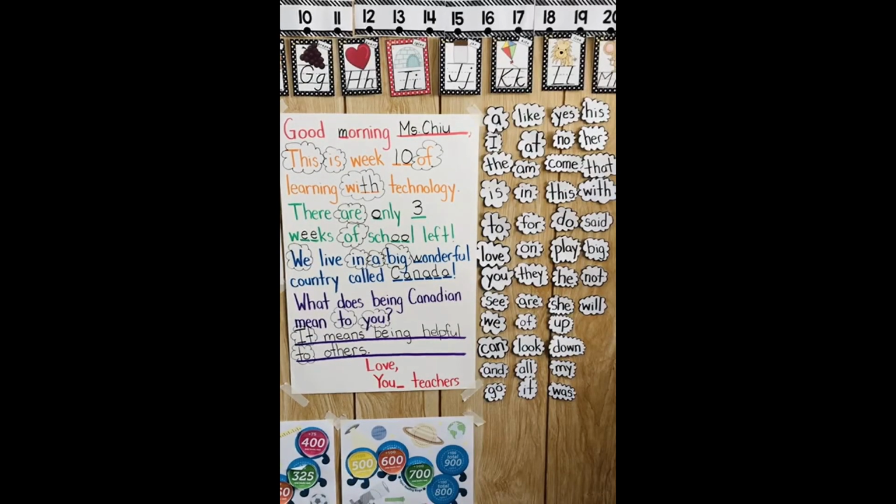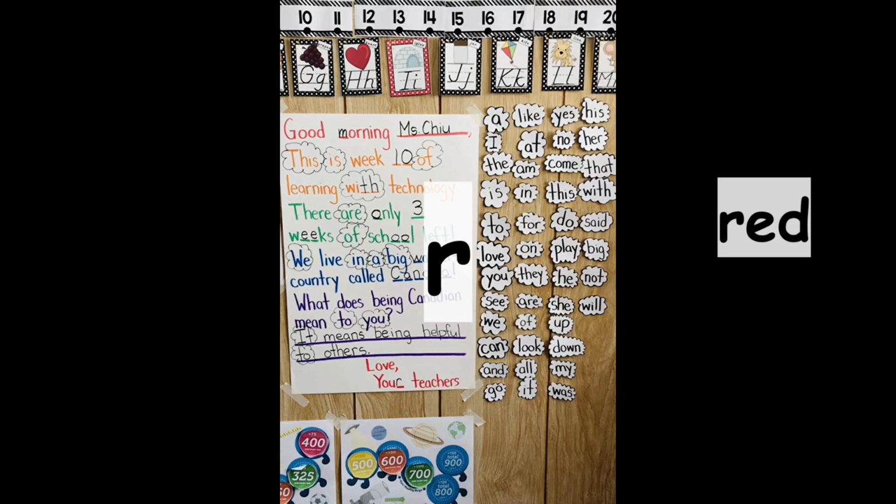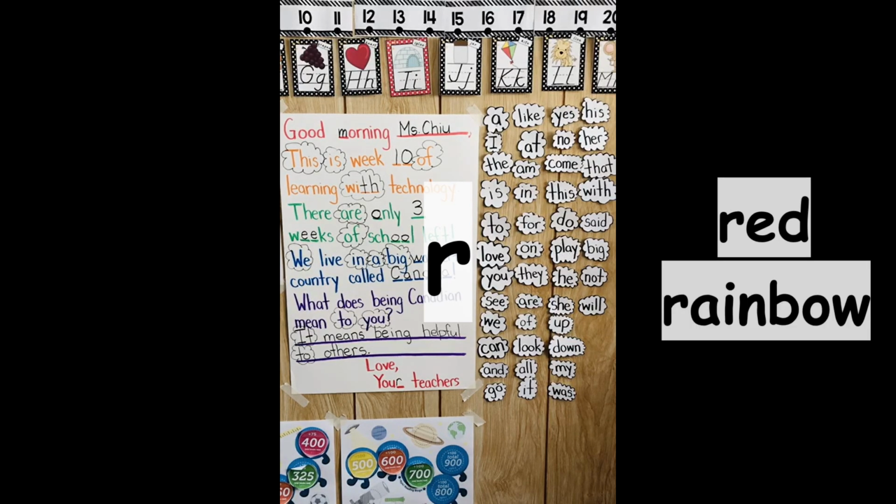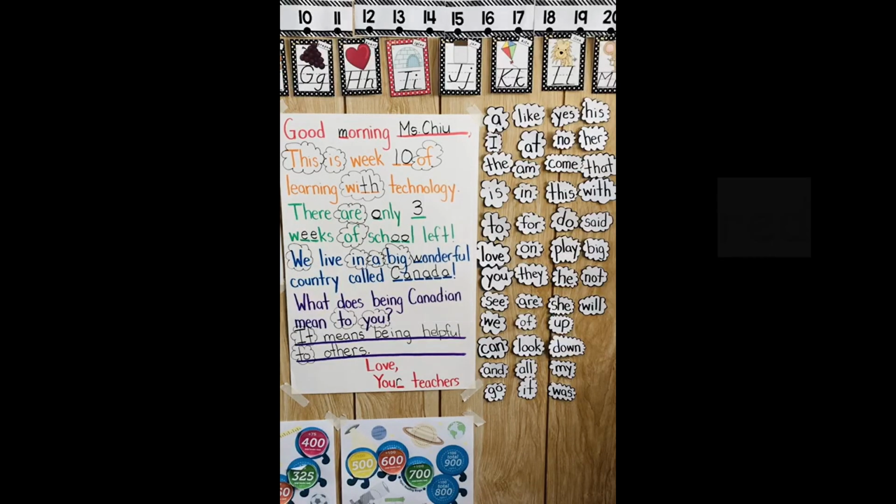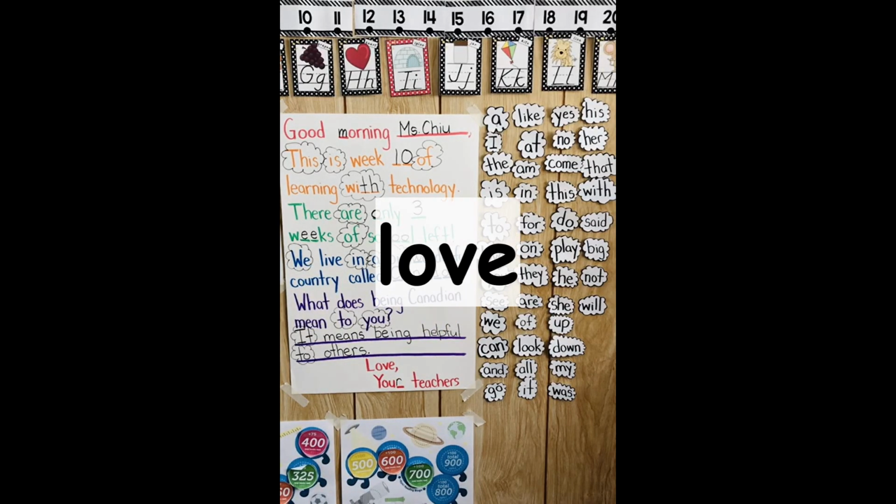Now we're at the very end, so let's read the red sentence. Love your teachers. Let's fix the word your. Your. We're missing the sound at the end. That's the letter R. R is for the word red and the word rainbow. Love your teachers. And let's pop the word love. L-O-V-E spells love.